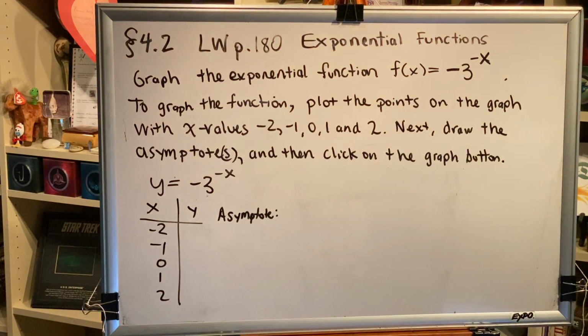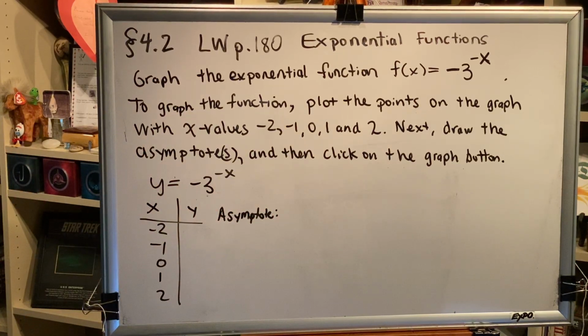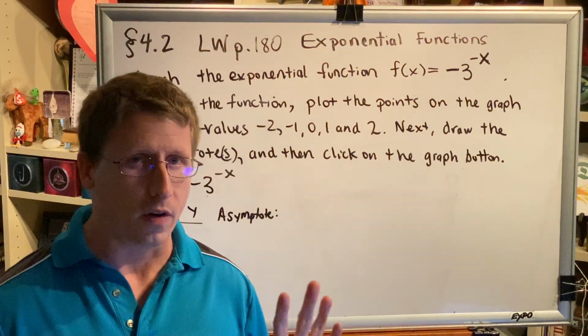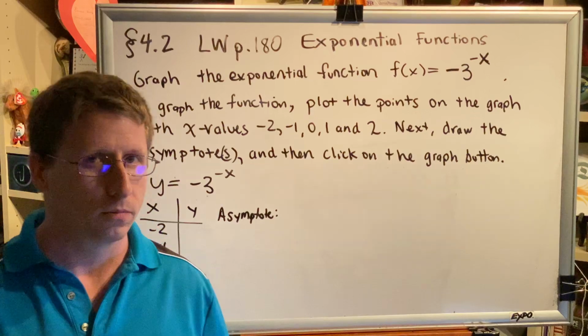Graph the exponential function f of x equals -3 to the -x. To graph the function, plot the points on the graph with x values specified here, draw the asymptote, and click on the graph button. All right, once again, we're going to ask ourselves the question. Ready? Taking a look at this equation, what's the base? What do you think?